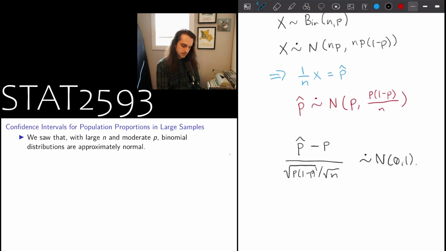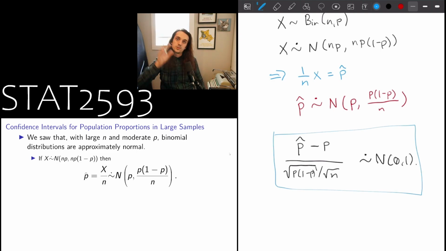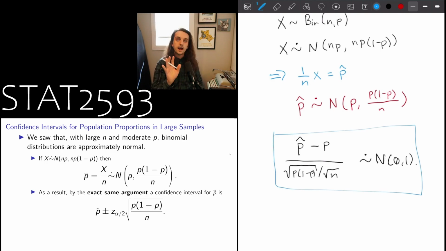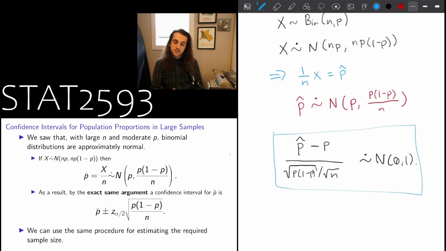From this approximation, we can use, again, exactly the same procedure that we've been using. Here, we just walked through how we approximate the sample proportion as a normal. The exact same arguments as on the last page now give the confidence interval for the population proportion: our sample proportion plus or minus the critical value times the standard error, which in this case is the square root of p times 1 minus p over n. Once again, we can use the same procedure to do sample size calculations.